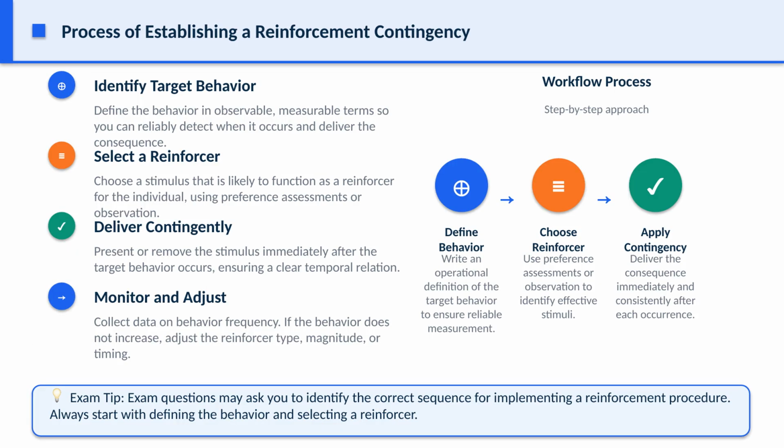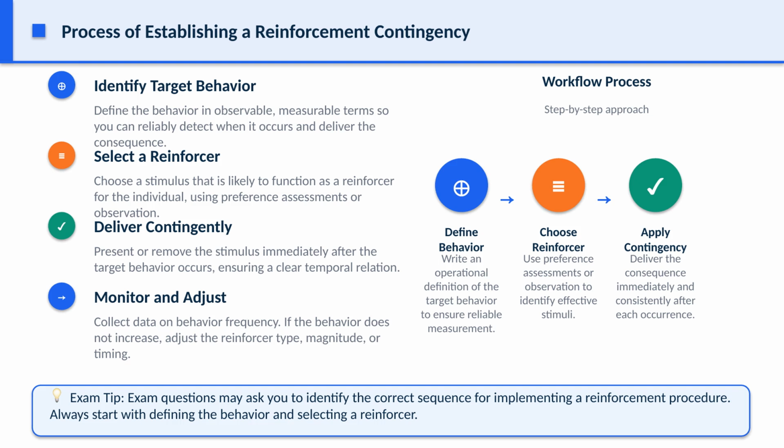Establishing a reinforcement contingency is a systematic process that begins with identifying the target behavior in observable, measurable terms. This ensures you can reliably detect its occurrence and deliver the consequence precisely when it happens. Next, you select a reinforcer, which requires using preference assessments or direct observation to choose a stimulus likely to function as a reinforcer for that individual, recognizing that reinforcer effectiveness is individualized. The critical step is delivering that consequence contingently, immediately after the behavior, whether you are adding a stimulus in positive reinforcement or removing one in negative reinforcement, because the temporal relation is what strengthens the behavior.